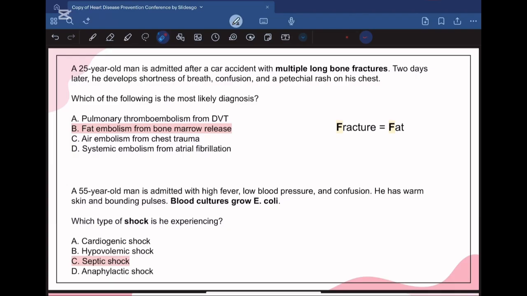Okay, and from the scenario we can also know septic shock: you will always see, for example, blood culture grows E. coli. In septic shock, it means I have an infection, or they might tell us the patient has very high white blood cells.